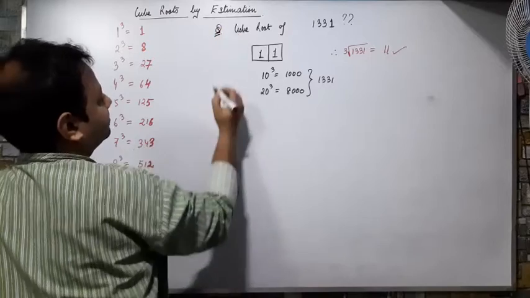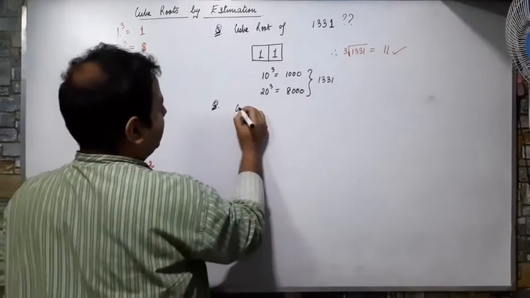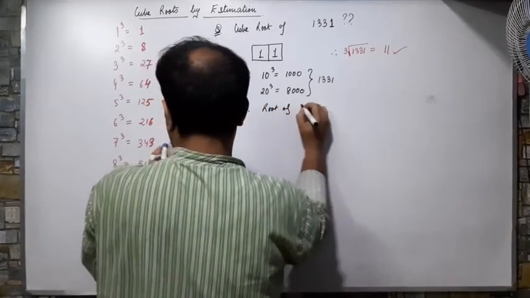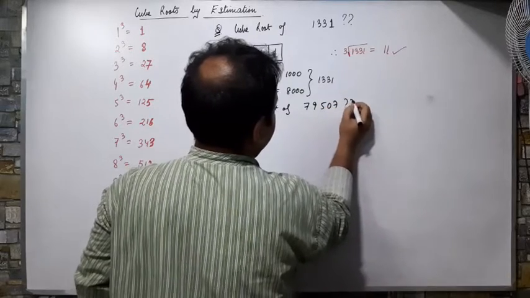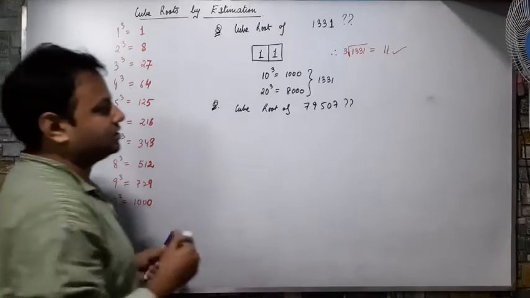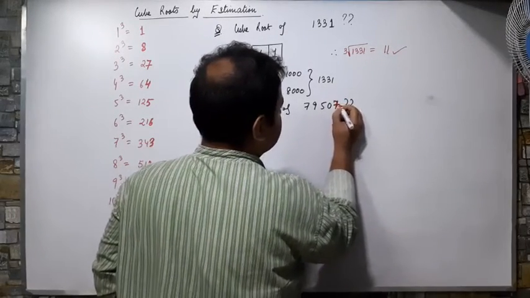Example, what is that? Suppose you have to find the cube root of 79507, and this too by estimation. So what I will first of all see, my last digit is 7. Last digit is 7.